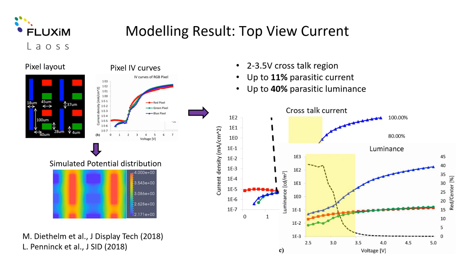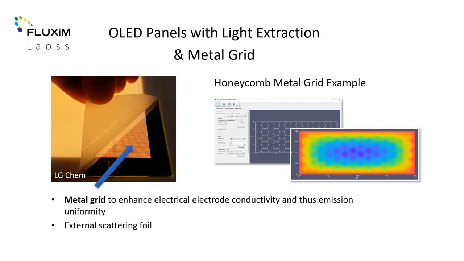Using the current efficiency values, we can directly get the luminance values of the different pixels. Up to 40% unintended emission from the red pixel compared to the blue pixel is observed. Even if the effect decreases with higher voltages, this will clearly hamper the color gamut of the final display. In the next example, we look at an OLED lighting panel.